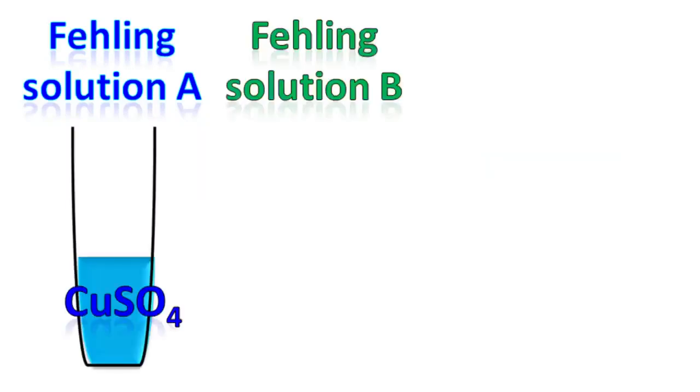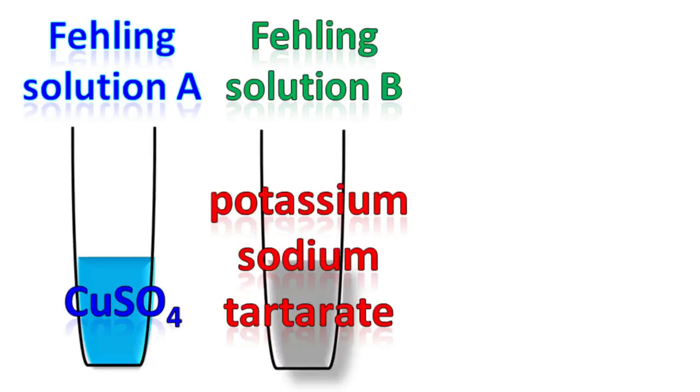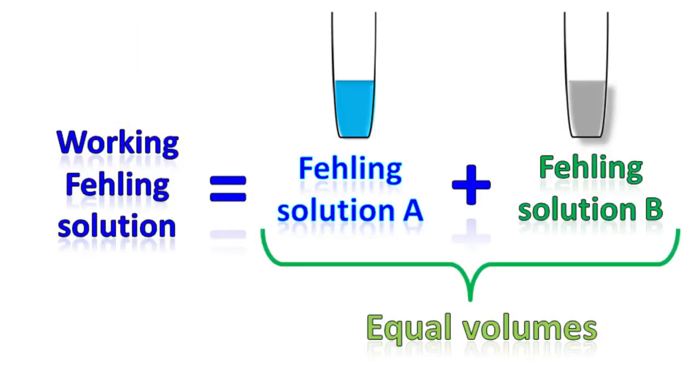Fehling's reagent consists of two solutions known as Fehling A and Fehling B. Fehling A is an aqueous solution of copper sulfate, which is blue in color, while Fehling B is an aqueous solution of potassium sodium tartrate along with a strong alkali such as sodium hydroxide. The final working solution is prepared by mixing equal volumes of Fehling A and Fehling B.